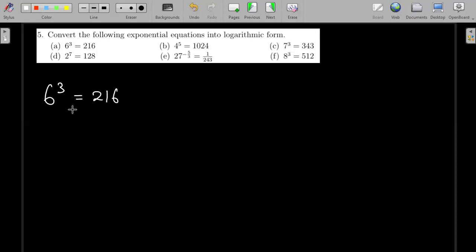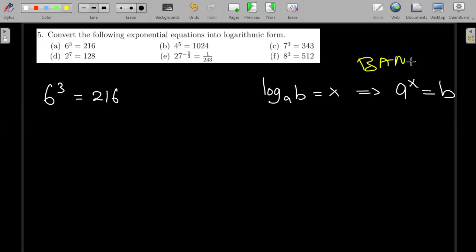So how do I convert from exponential to logarithmic form? Remember, we said if I have log base A of B is equal to X, this is the same as A to the power X is equal to B. We are using the mnemonic key, BAM: base to the power answer is equal to what is in the middle. So here, this one is just the base, this one is the answer, and this one is what is in the middle. If you know the representation, it will be very simple to convert.